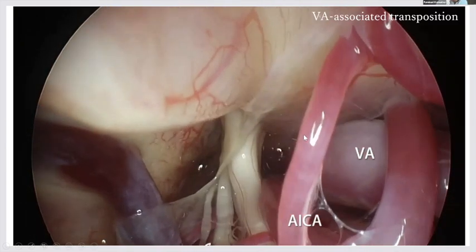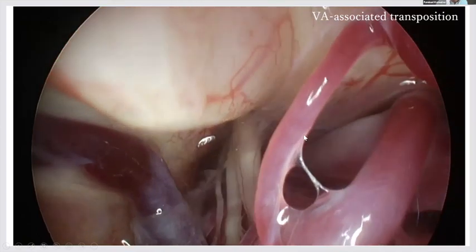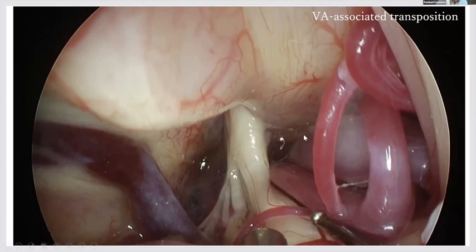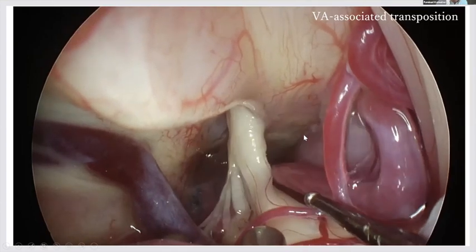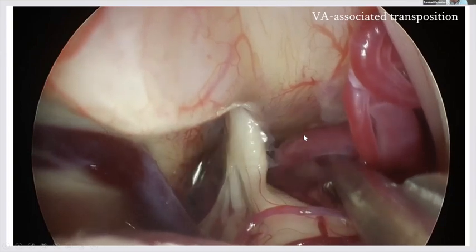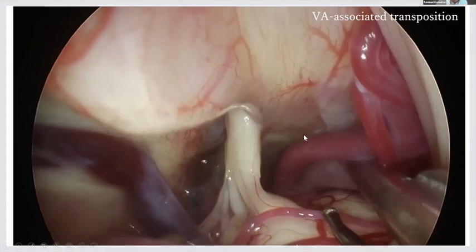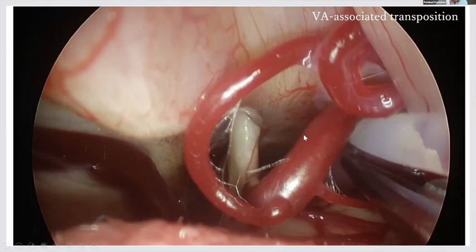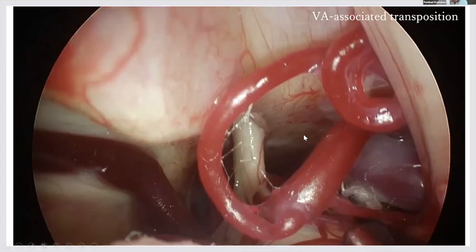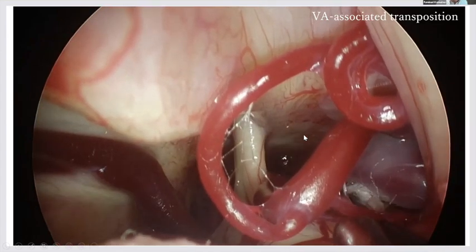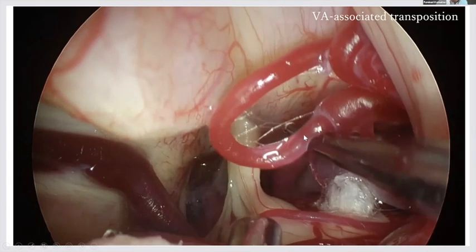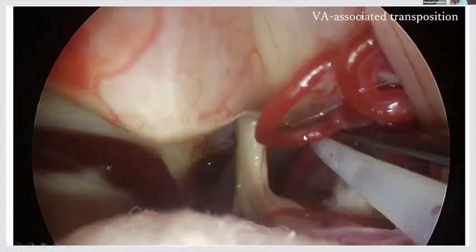We can identify the ICA and the vertebral artery after mobilization of the ICA. The indentation is identified. So the decompression started from the vertebral artery. The vertebral artery is mobilized medially and fixed at the petrosal dura. Also reinforced by a small amount of Teflon felt.